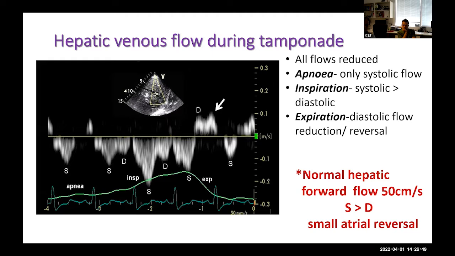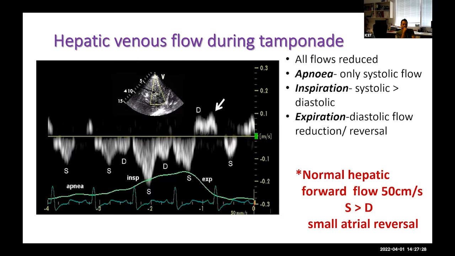If somebody was apneic, you would only get systolic flow. If somebody is taking a breath in, you would expect the systolic flow to be greater than diastolic. And during expiration, you would expect the diastolic flow to be reduced or even reversed. So you can see that matching inspiration here and expiration there. And there's the diastolic flow reversal. So this reversal is at the same time that tricuspid inflow is the lowest.